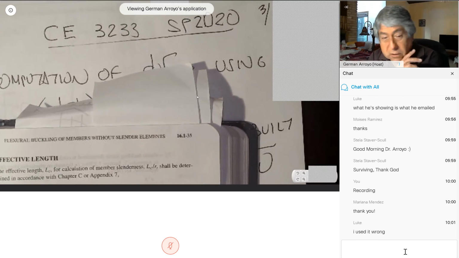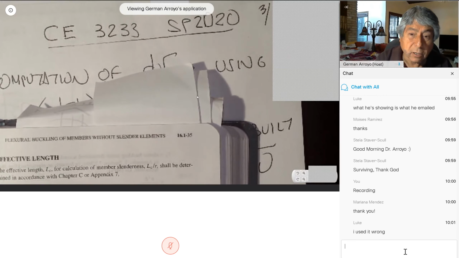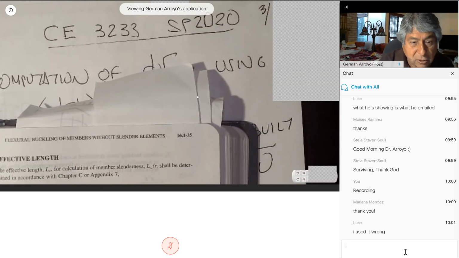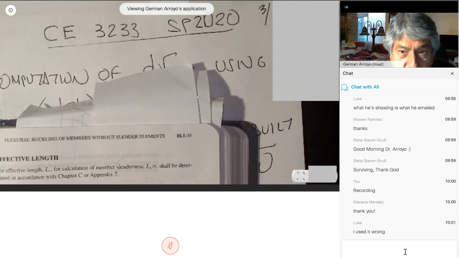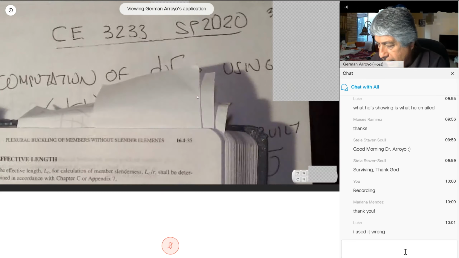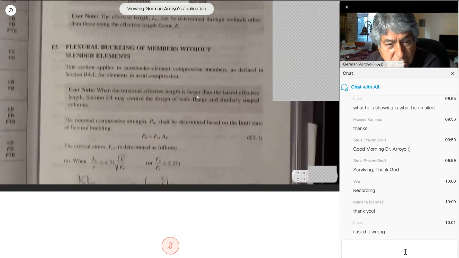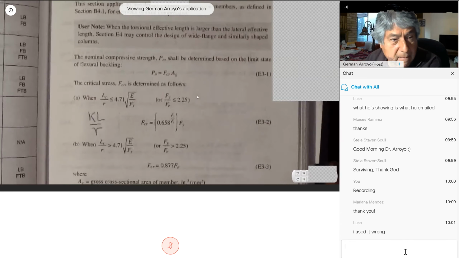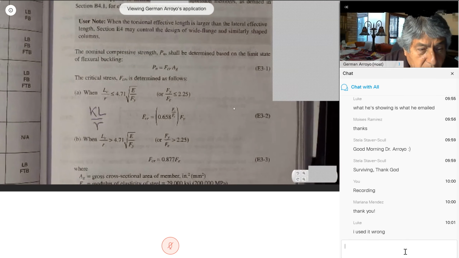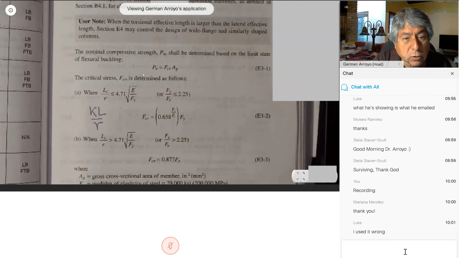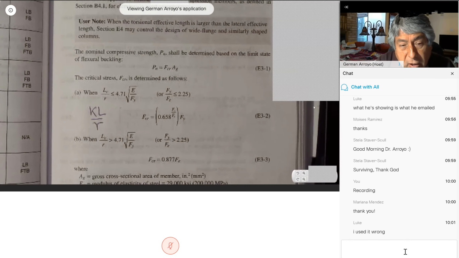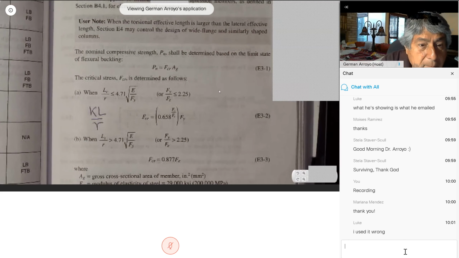So I want you to go to chapter E. Chapter E is the one that deals with column. The next chapter, chapter F, will deal with beam. But I want you to go to the page, page 16.135 in the code. And in section 3, this is the formula that I showed you yesterday. These are the two formulas that we use for computation of the critical stress for columns.